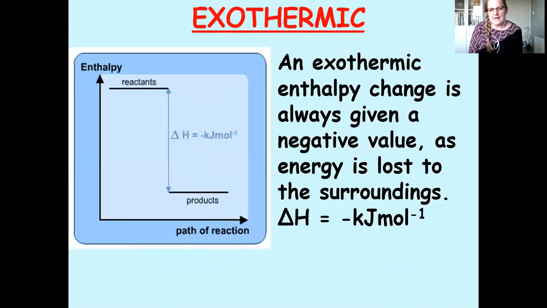So an exothermic enthalpy change is always given a negative value. And it's given a negative value because its energy is lost to the surroundings. So the energy that's in those reactants, as those bonds break, that energy is then lost to the surroundings and does not go into the products. Therefore, its delta H will be negative kilojoules per mole.